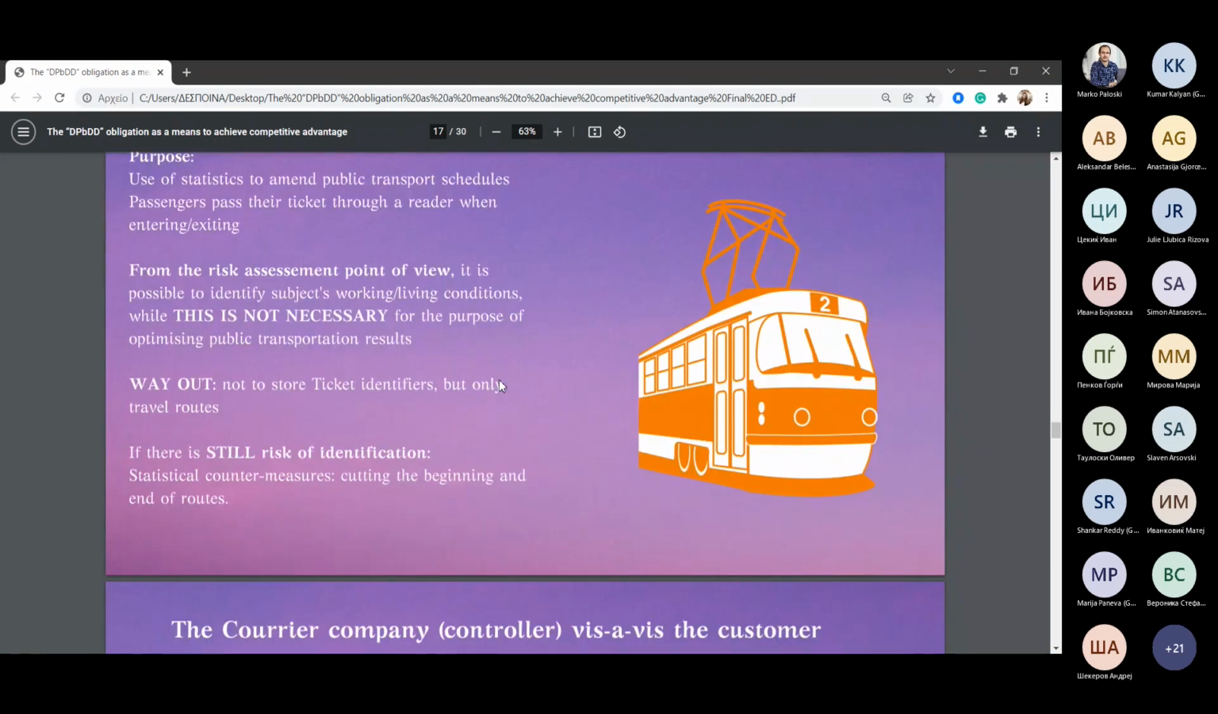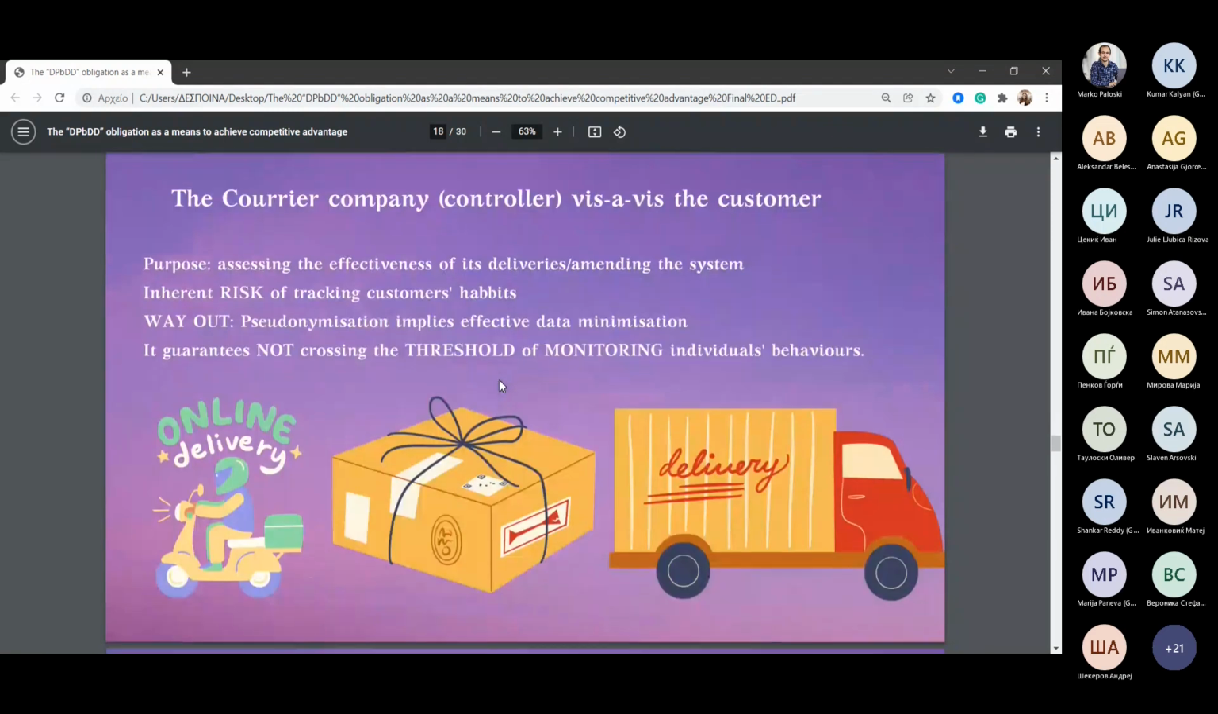And we have another example, the courier company, which happens to be the controller, vis-a-vis the customer. The purpose here is assessing the effectiveness of its deliveries, amending the system, and so the purpose of the processing. So there is an inherent risk.